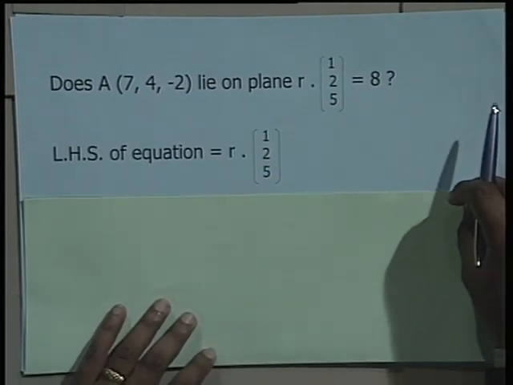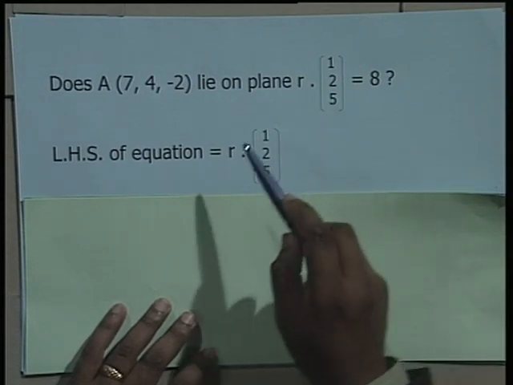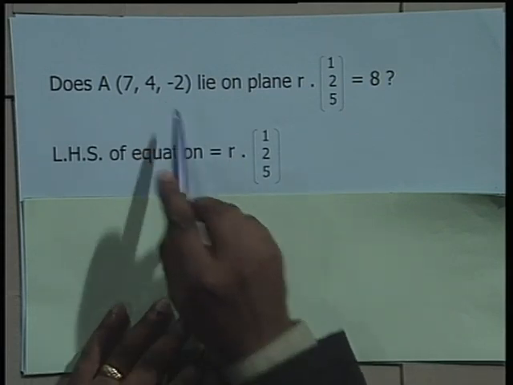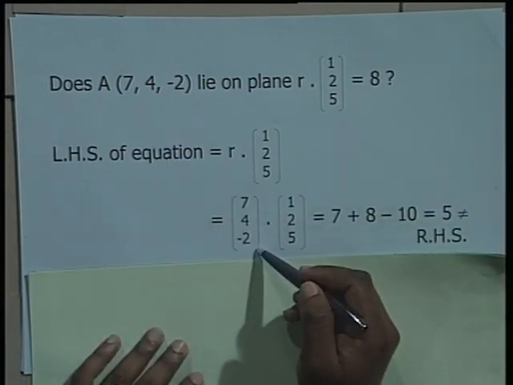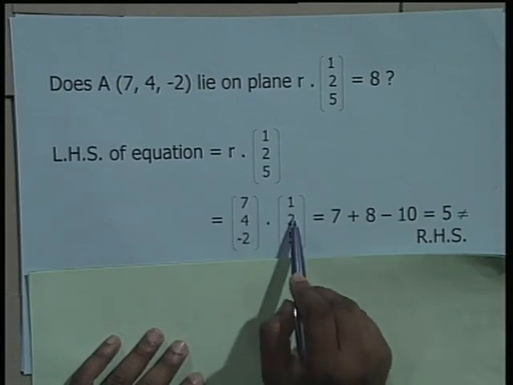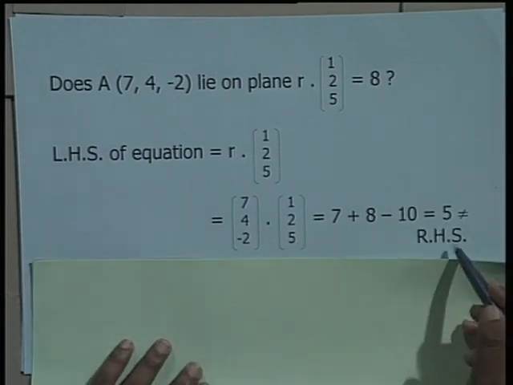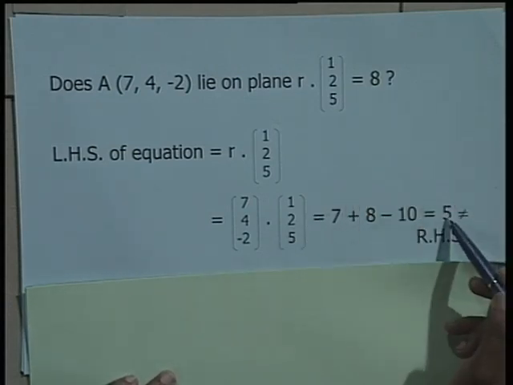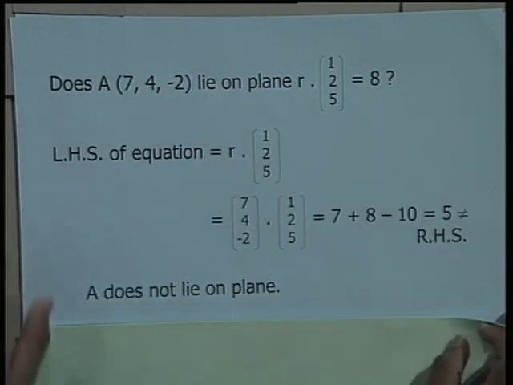So the first step would be to evaluate the left-hand side of the equation of the plane by replacing r by the position vector of the point. So we'll replace r by the position vector of the point, (7, 4, minus 2). We carry out the dot product: 7 times 1, 4 times 2, minus 2 times 5, which gives us 5, which is not equal to the right-hand side of the equation of the plane, which was 8. We have obtained 5. Therefore, the point A does not lie on the plane.